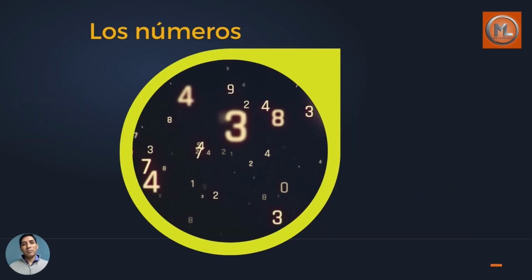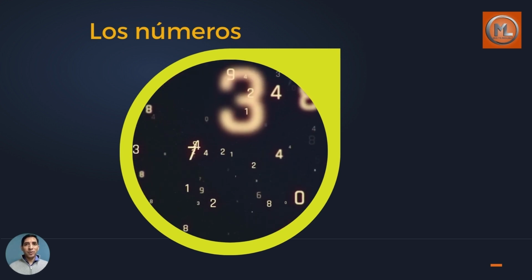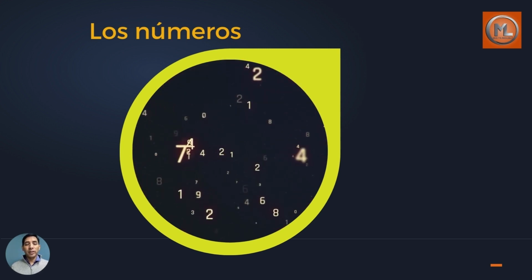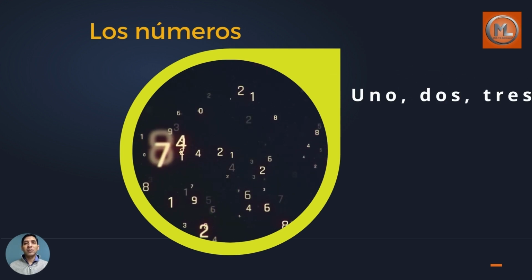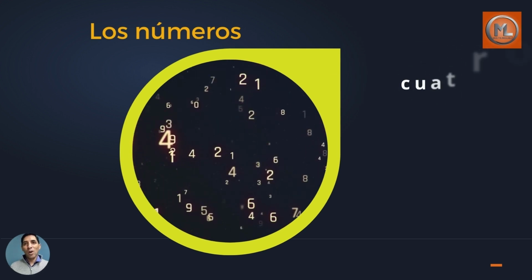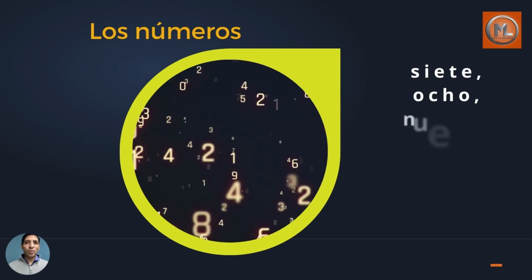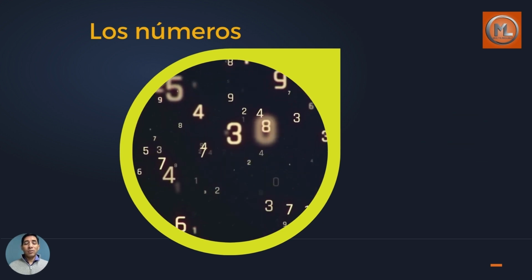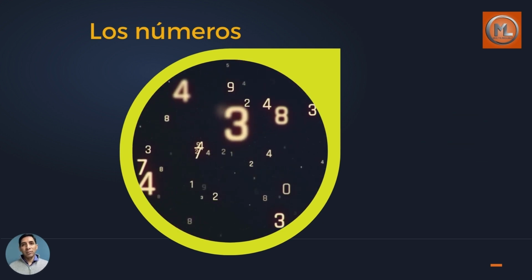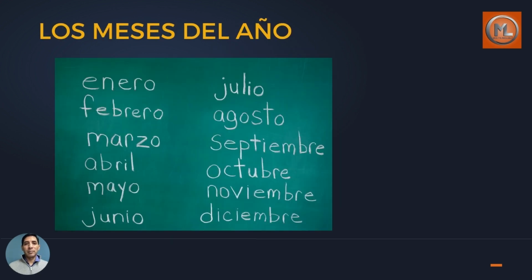The numbers are also masculine. Los números, the numbers. For example, we can say 1, 2, 3, 4, 5, 6, 7, 8, 9, 10. From 1 to 10, and all of the numbers are masculine. The months of the year are also masculine. Los meses del año. The word meses, months, is masculine also, and año is masculine also, year.